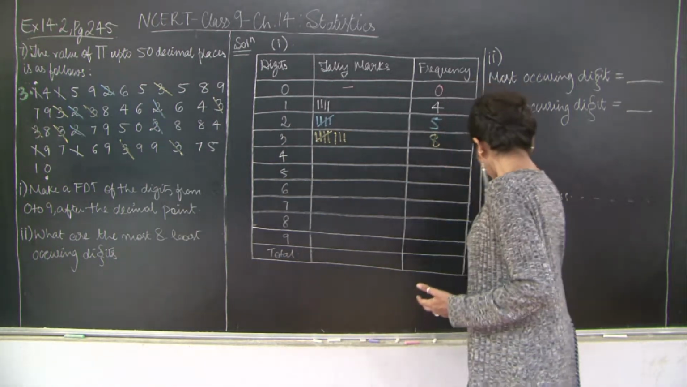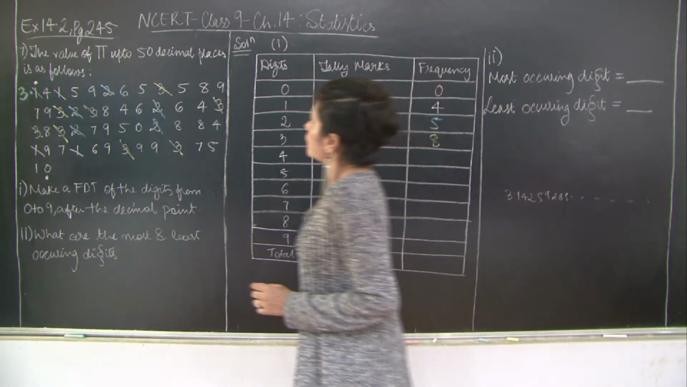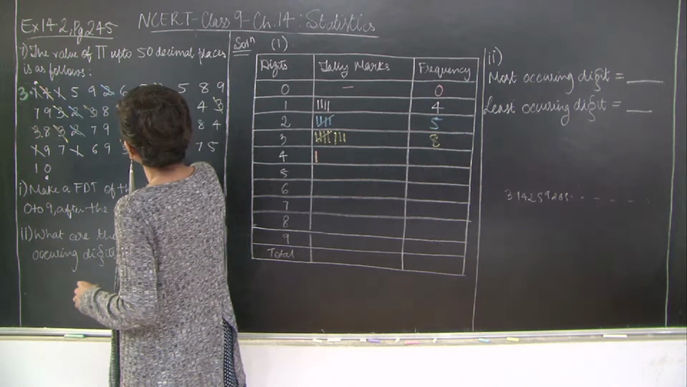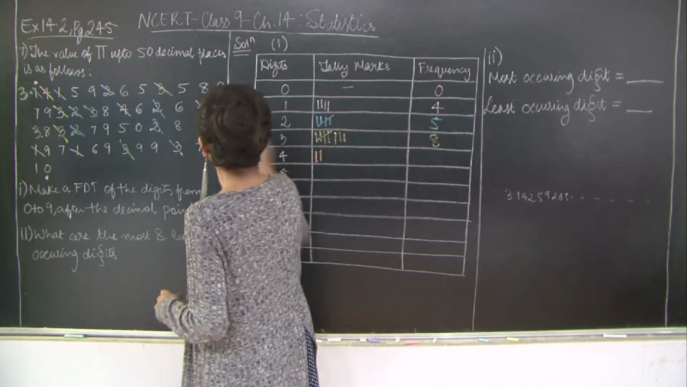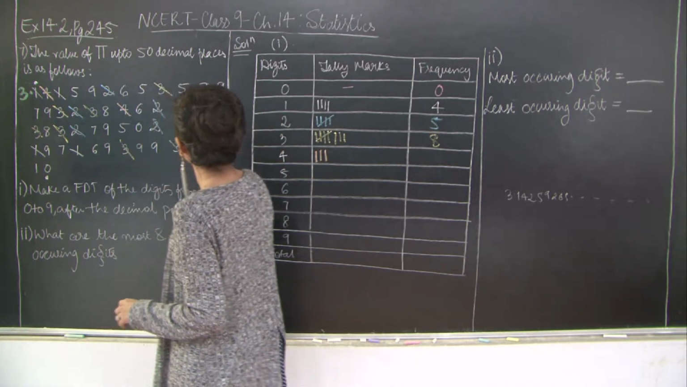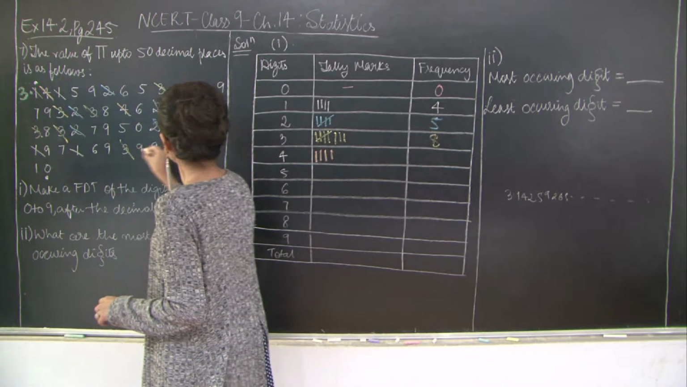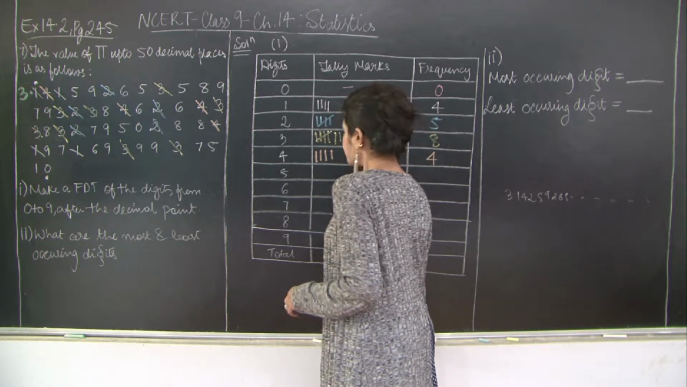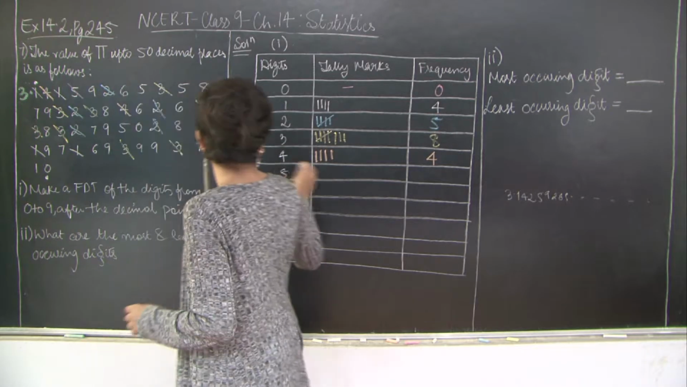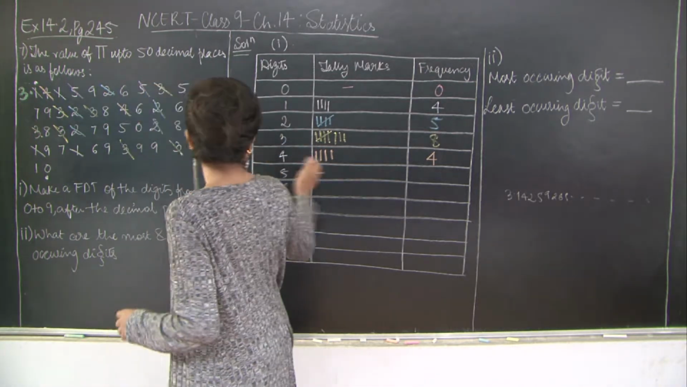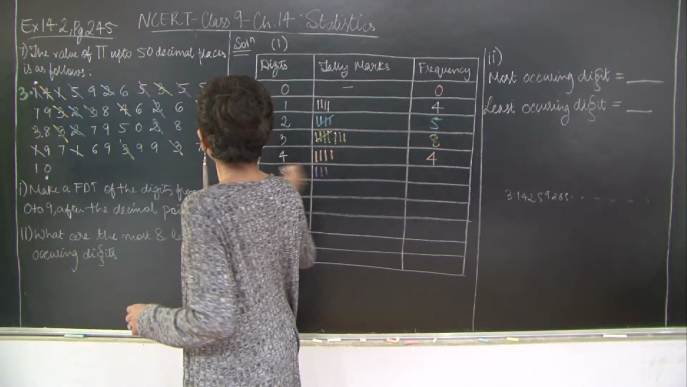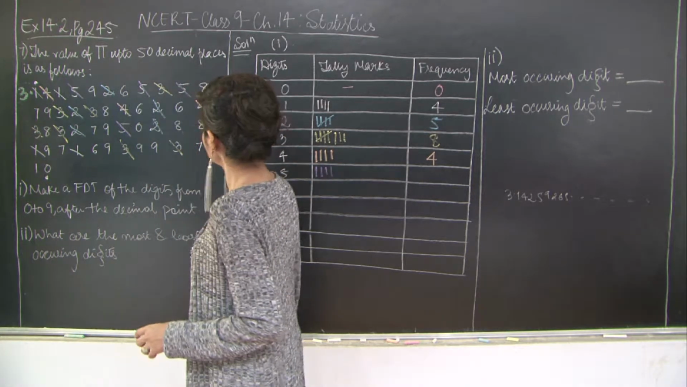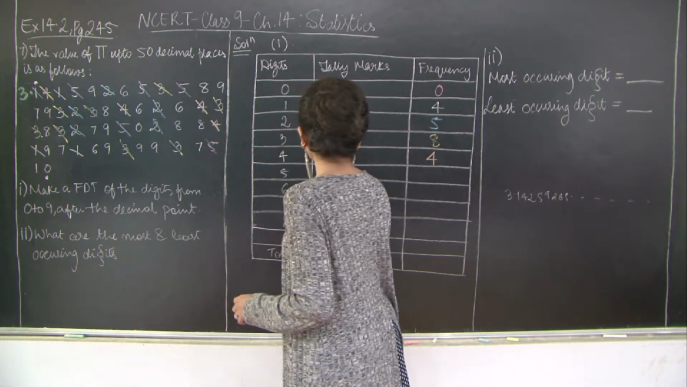Now let's proceed with the other category, that is 4. I have 4 out here. 1, 2, 3, 4. That's it. So 4 is occurring 4 times. Let's check 5. You have 1, 2, 3, 4 and 5. So 5 is also occurring 5 times.